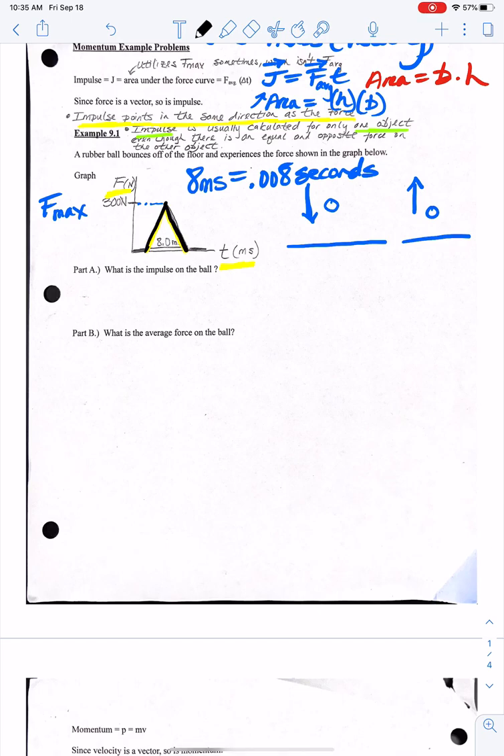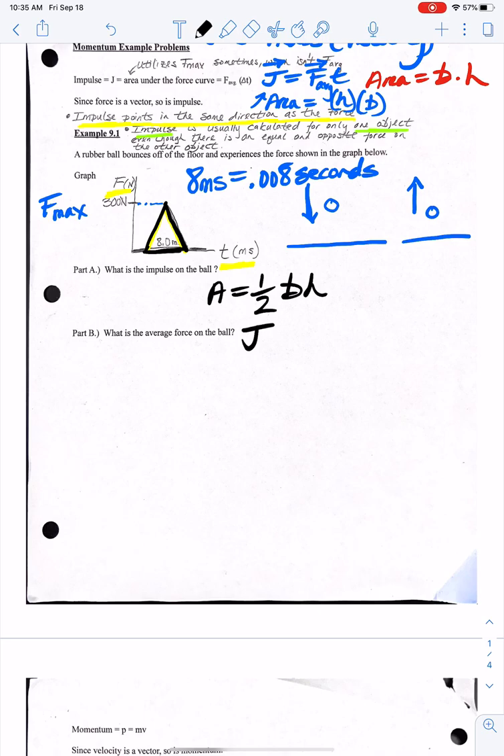All right, try not to mess that graph up too much. So what we see here with our area, hopefully, is a shape that we recognize, right? And that's a triangle. So if we just use the area of a triangle, we should be able to find the impulse here, right?